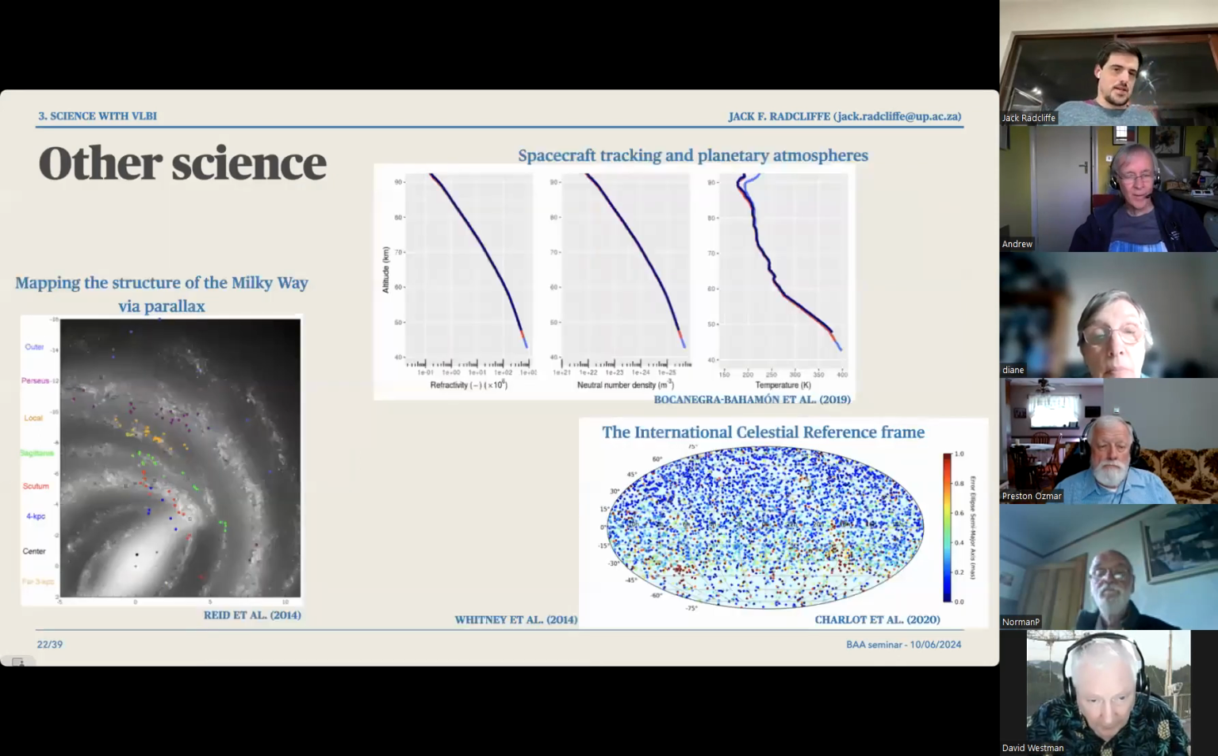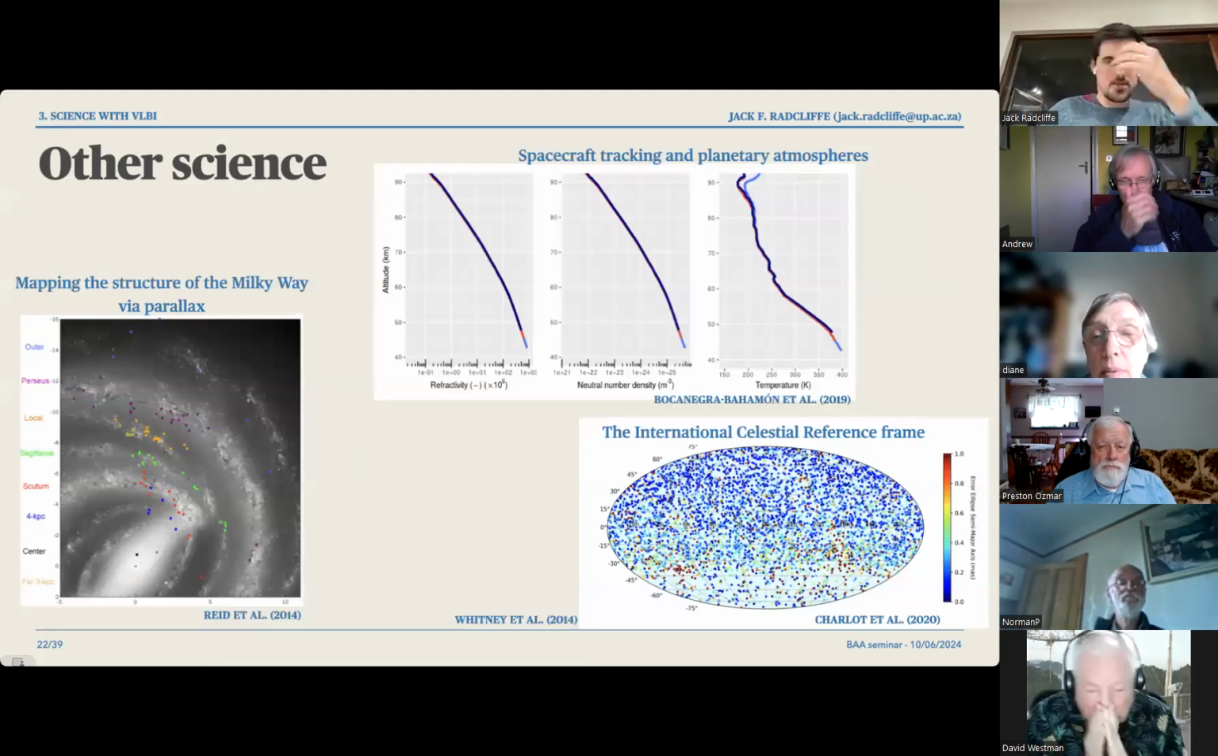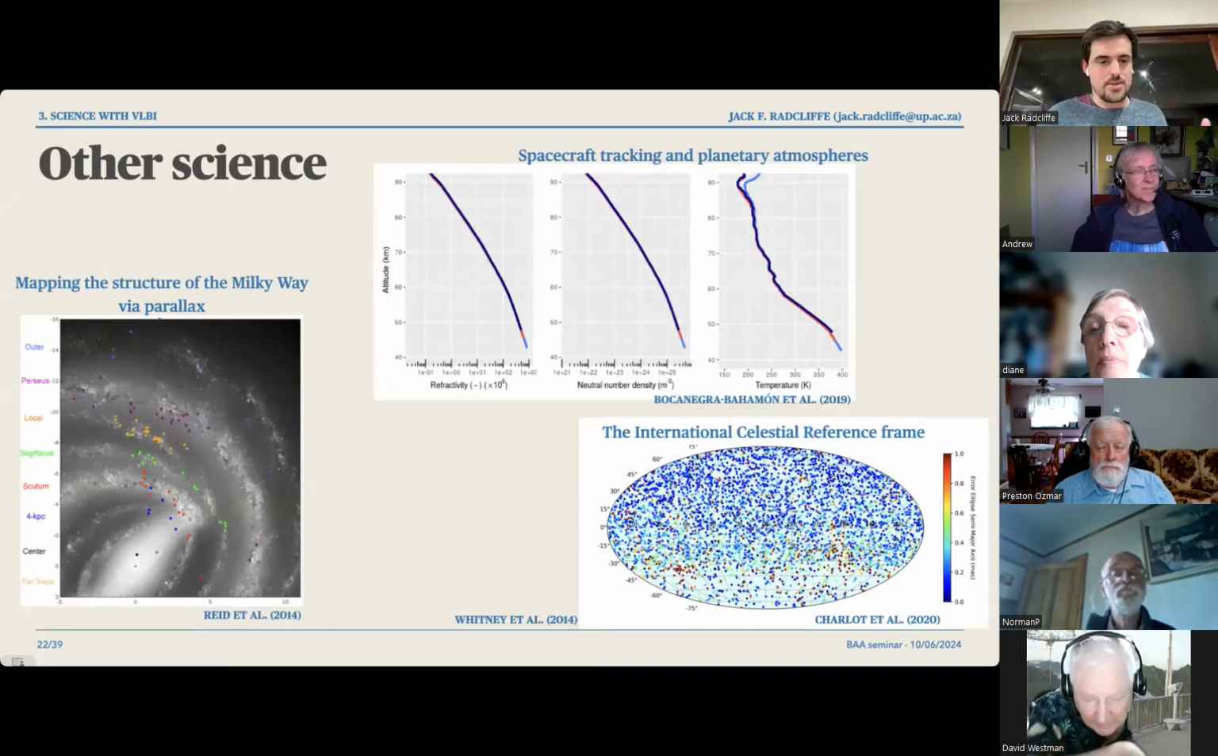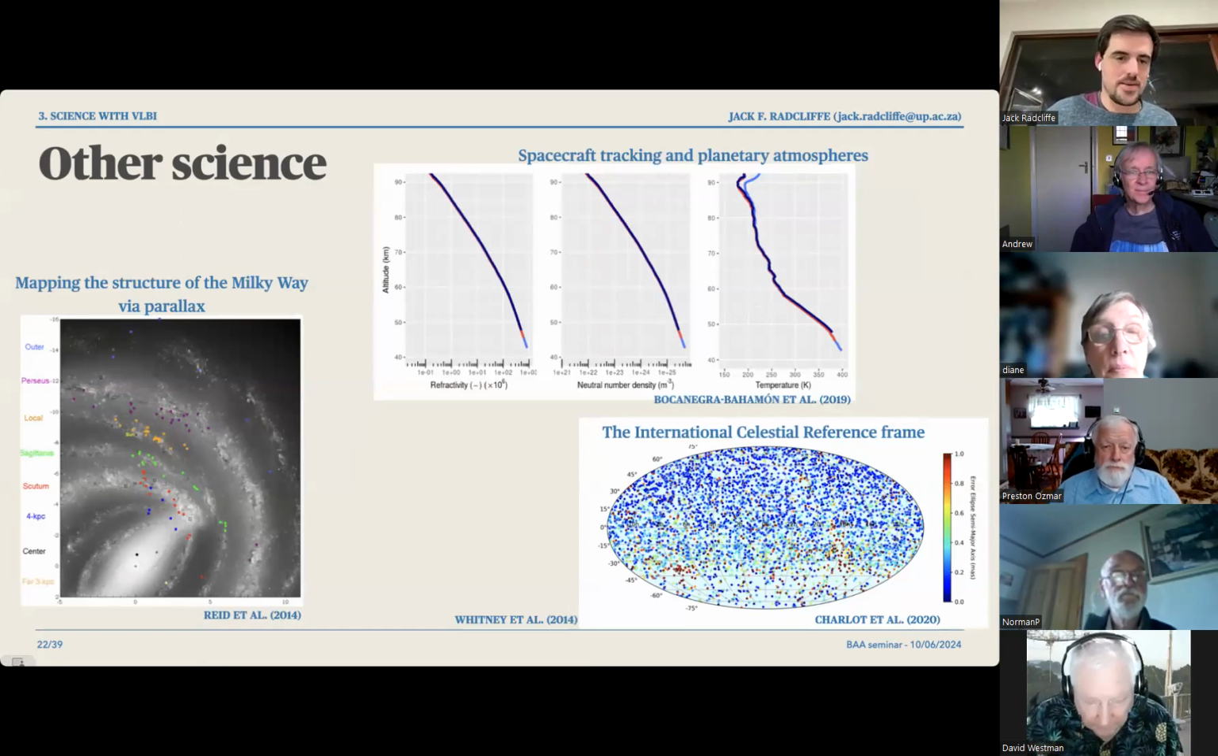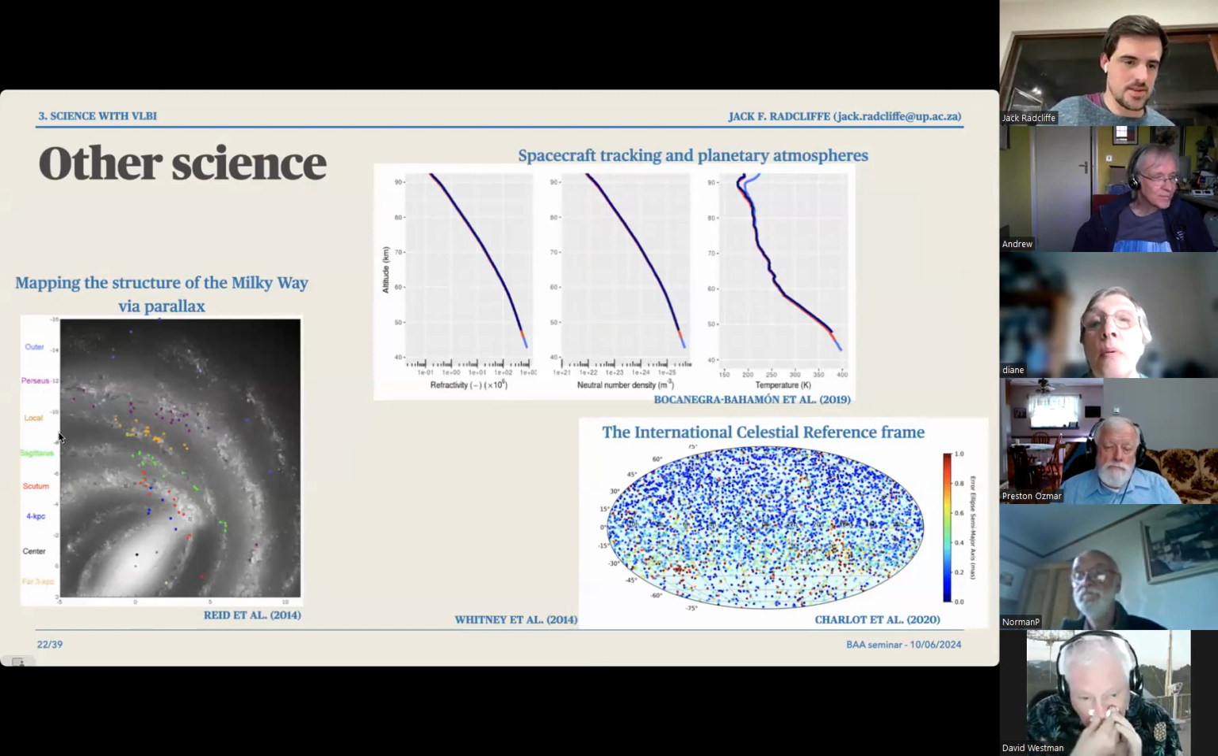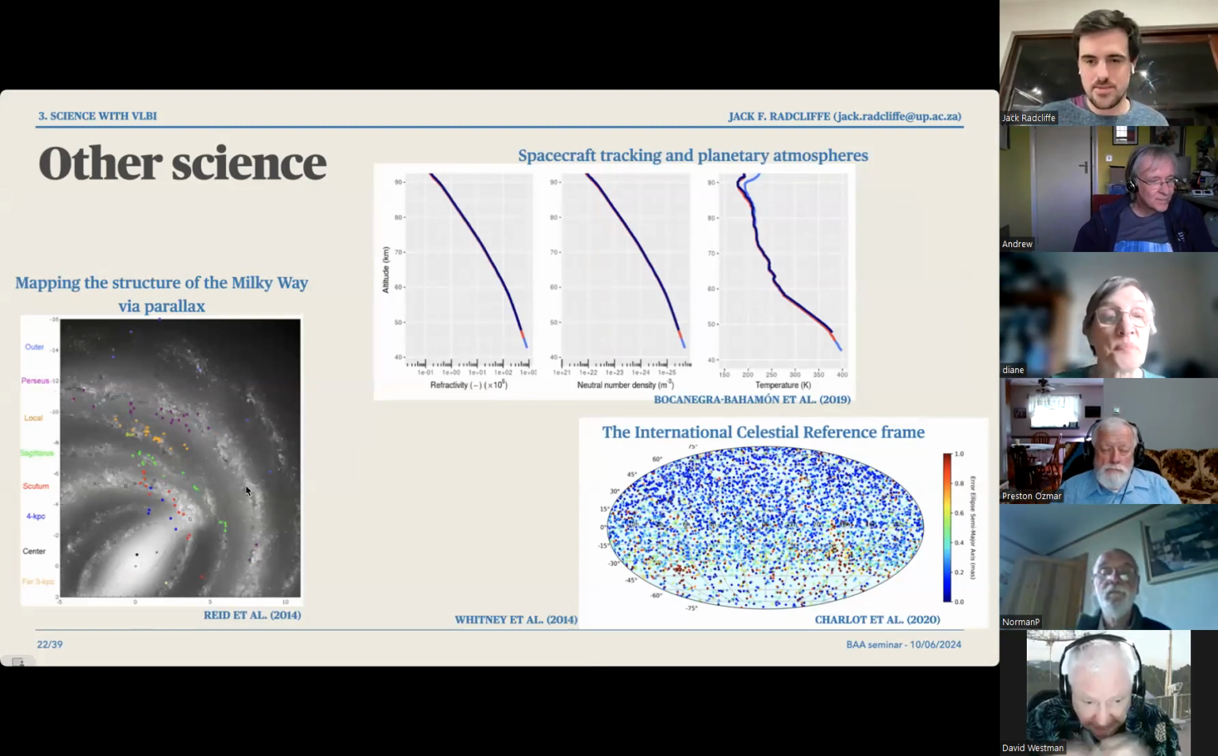And there's lots of other science that we can do with VLBI. We're not just stuck to this. We can map the structure of the Milky Way. We can trace via parallax measurements the different arms of the Milky Way. So you can see this here. The dots correspond to measurements. So this is in the Perseus. We've got the local Sagittarius arm, and we can use this to start mapping the structure of the Milky Way.